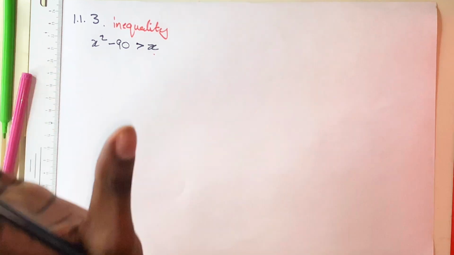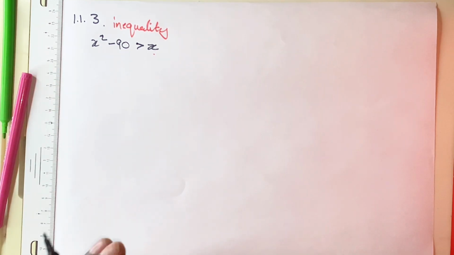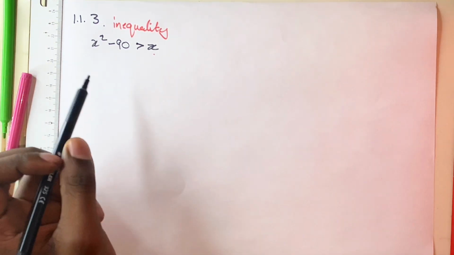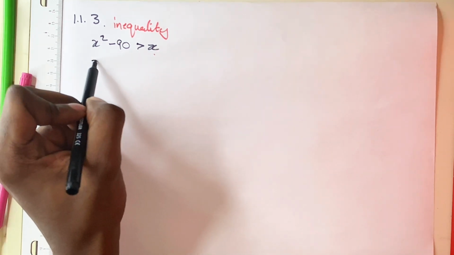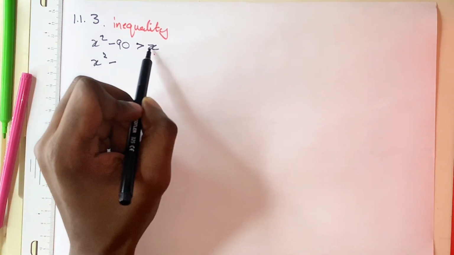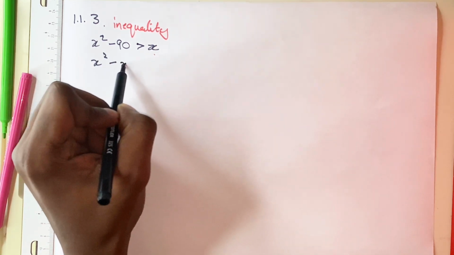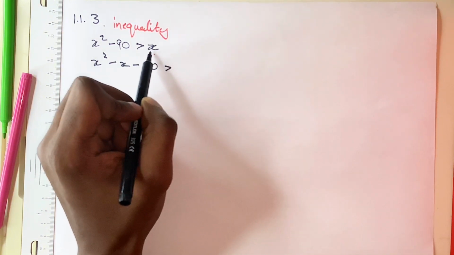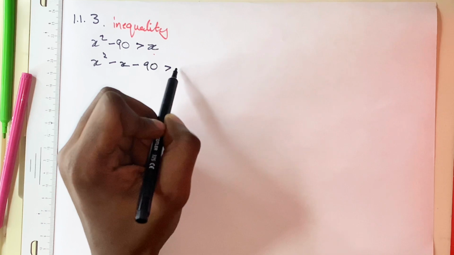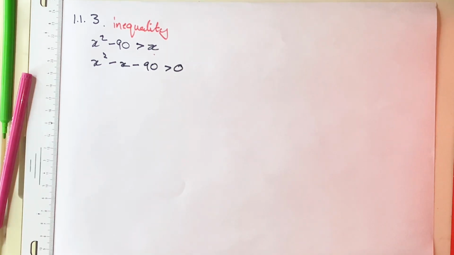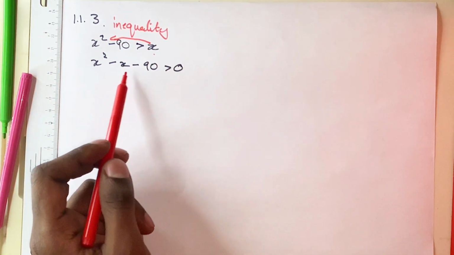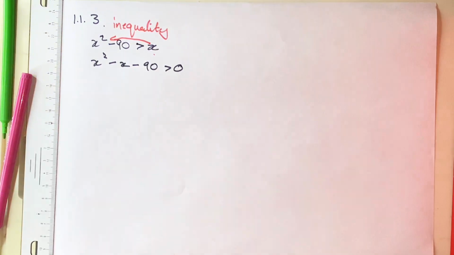The first thing we're going to do is take everything to one side. Preferably, we want our x squared to remain positive, right? So the first thing that we're going to do is keep x squared that side, transpose x, which becomes a negative x, minus 90 greater than, we are left with nothing once we move the x to the other side. So we are left with a 0. What we did is just take the x and move it to this side, and it changes sign the same way it does with equations.